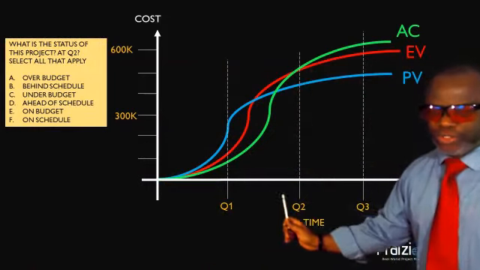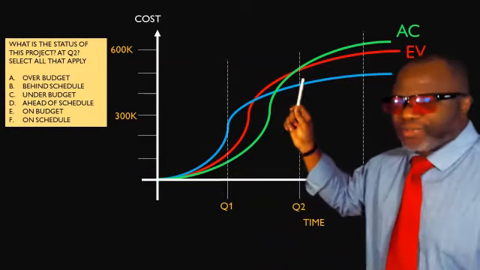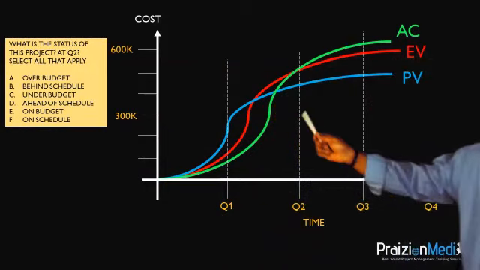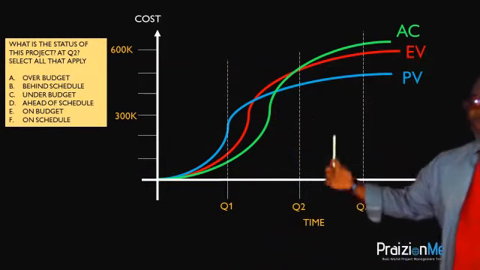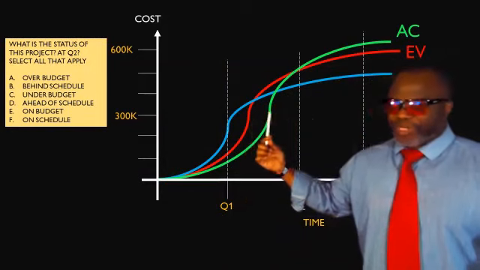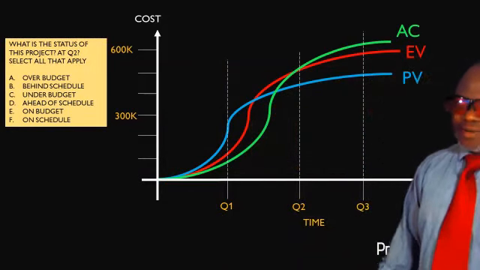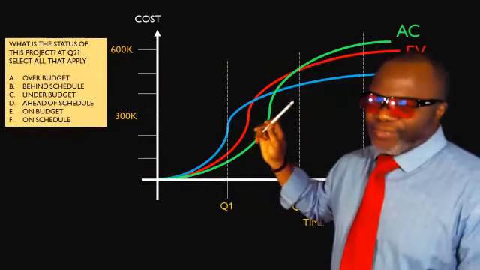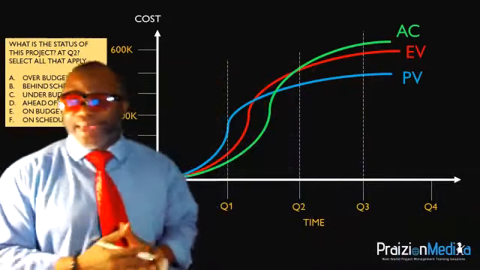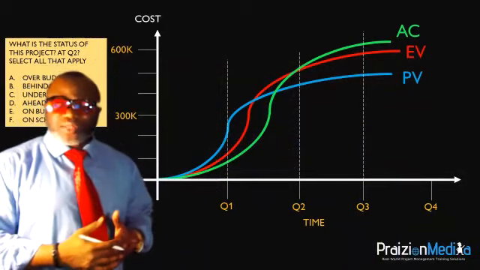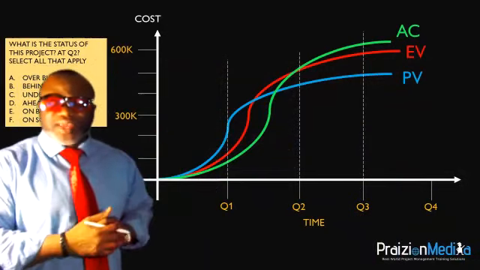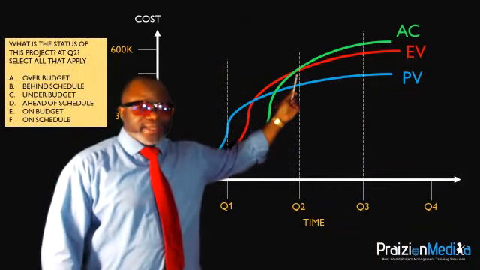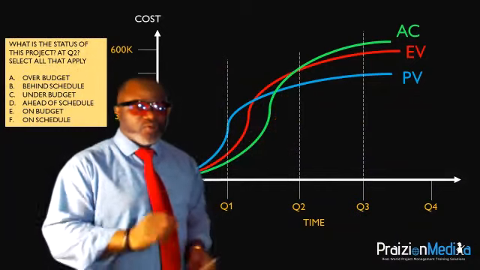So you got to look for Q2, and then you got to trace it up, see? And then you got to ask, where is earned value? If earned value is under the planned value line, or if it's under the actual cost line, that's bad. But if we take a very close look at it at Q2, it looks like it's right on point with the actual cost, as you can see over there. So this means that the CPI is equal to 1.